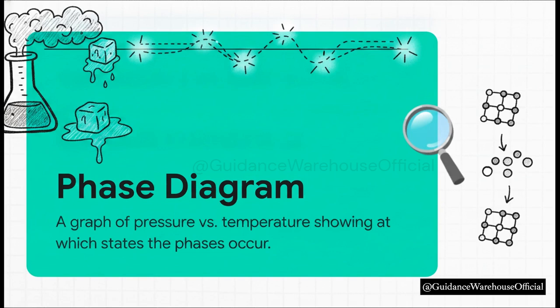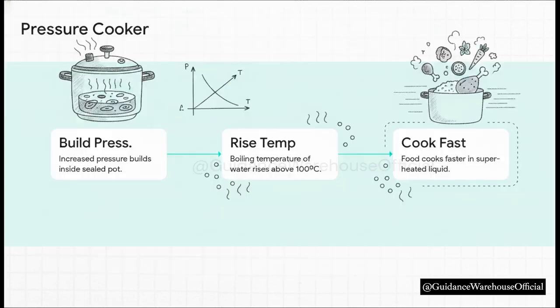But the real magic happens right on the lines separating these phases. You see, these lines aren't just solid brick walls. They are delicate, active zones of coexistence. On the line between liquid and gas, for example, both phases exist together in a perfect balance. And this brilliantly illustrates the answer to our very first mystery, the pressure cooker effect. In an open pot on your stove, water boils at 100 degrees Celsius because the atmospheric pressure is just standard.